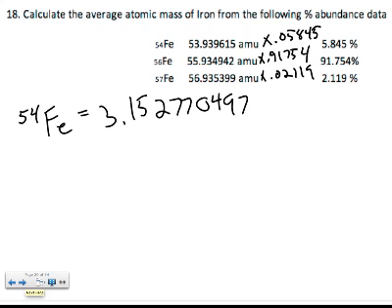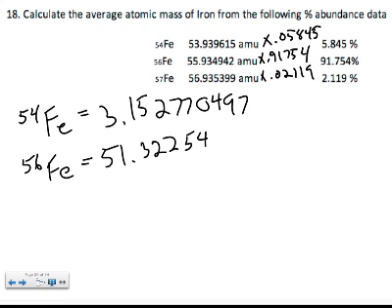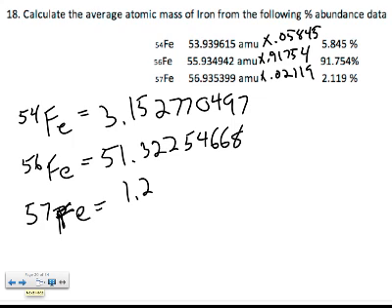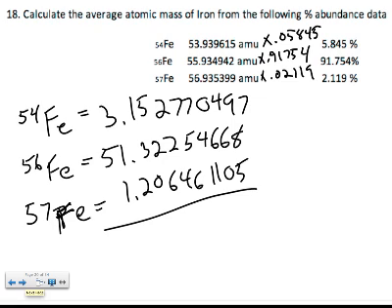0.2770497. For isotope 56, it's 51.322546668. And for isotope 57 of iron, that's Fe, it comes out to 1.2064611105. Okay, when you add all that up, you get a mass of 55.68177828. But we have to take into account significant figures.